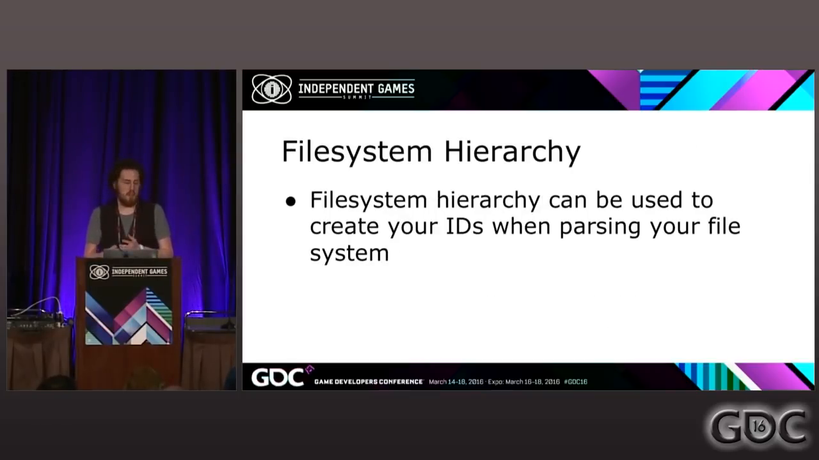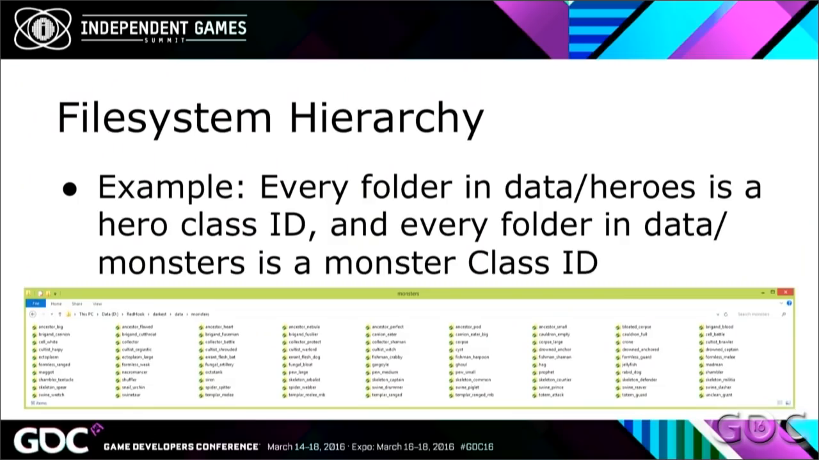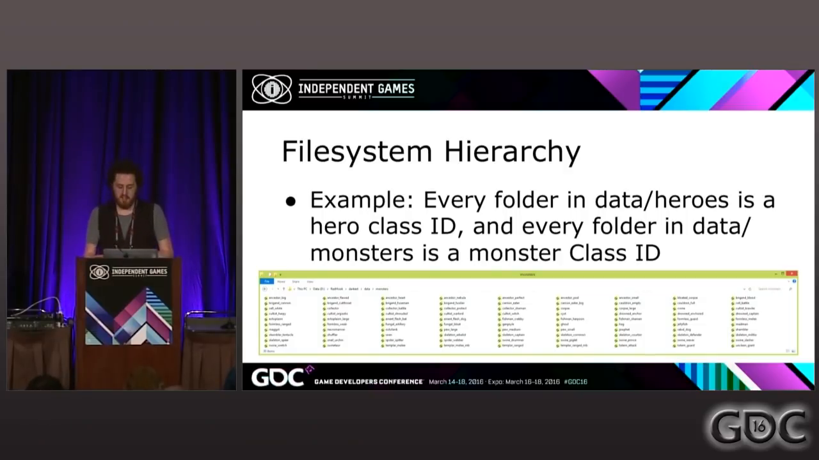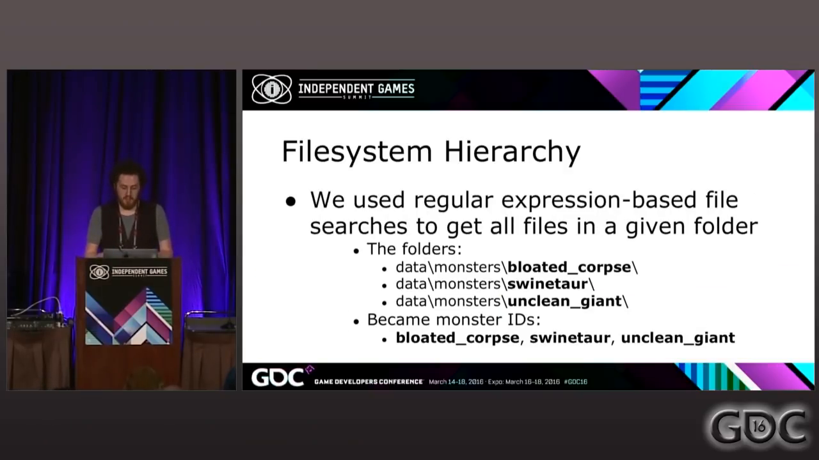We use the file system hierarchy to generate these IDs. So we could go through the folders and grab the associated names of the folders and use those as our IDs to then hook up data with. So for example, every folder in Data Heroes is one of our hero classes, and every folder in Data Monsters is a monster class. So we just create a new folder and the base assets to be able to create a new monster in the game.